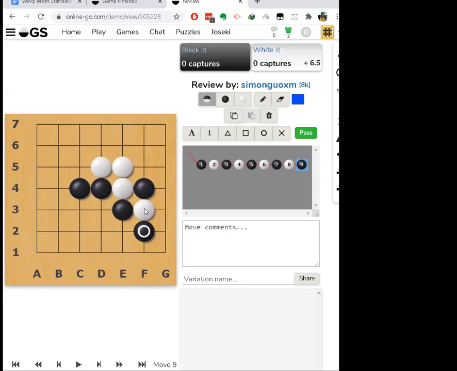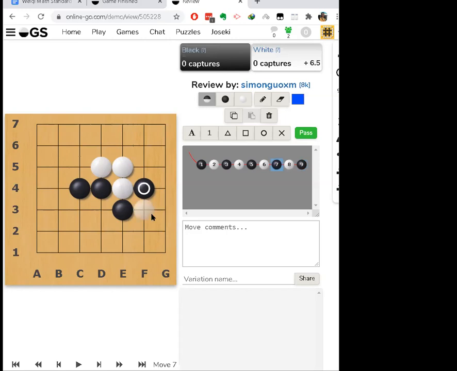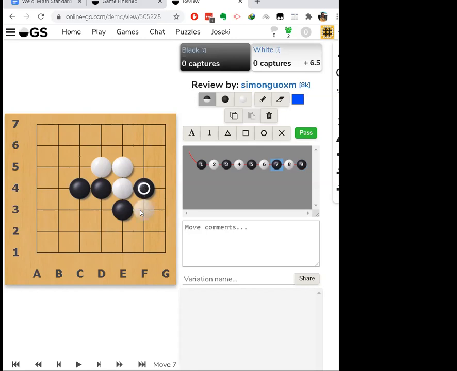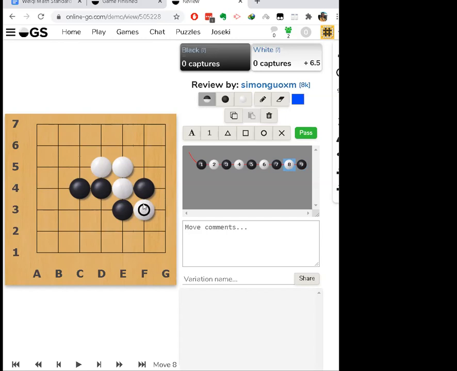Looks like so, go back to the cut. F4. Oh, you go, okay, sure, F4. We can go back. F4. So black plays F4, right? Yes. And then can white play here? Is the cut working? No, it looks like it's not working.